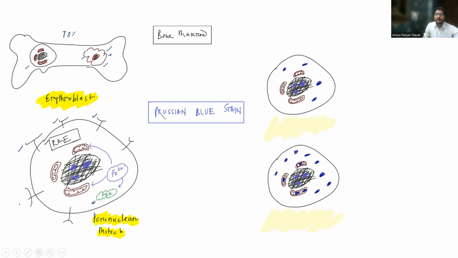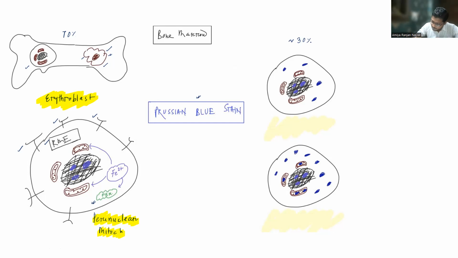What happens is, whenever there is a little bit of extra iron in a developing erythroblast, it can be stored as hemosiderin. This hemosiderin can be identified by Prussian blue stain. If you do Prussian blue stain, around 30% of the developing erythroblasts will show some amount of hemosiderin deposition in the cytoplasm.